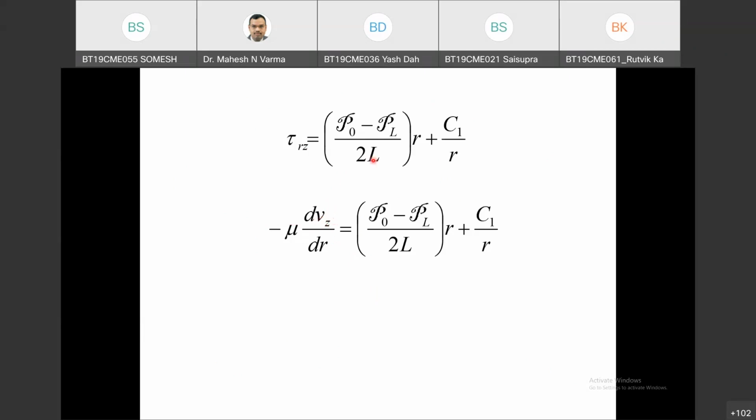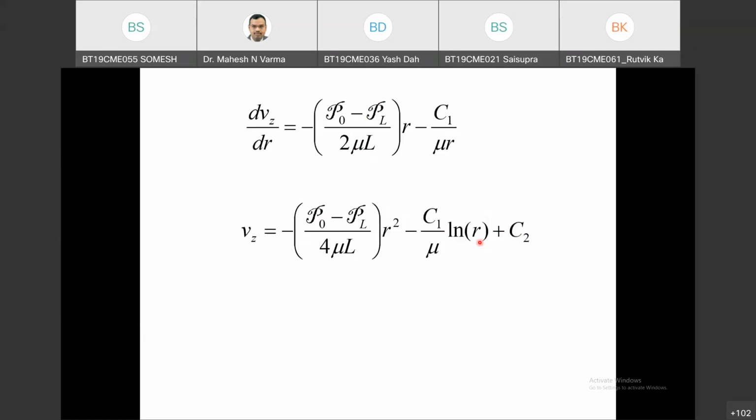So this C1 is as it is here. Integrating this equation after rearranging, this is what I will get: the velocity profile equation with two constants. Now to get these two constants, I need two boundary conditions. What are these two boundary conditions? Do I have two boundary conditions for velocity? To get these two constants, I need two velocity boundary conditions.